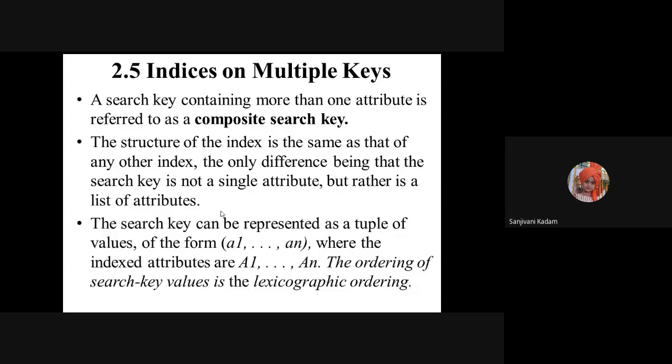The structure of the index is the same as that of any other index. Whatever previous indexes we have seen, in the same way these are also there. The only difference is that the search key is not a single attribute, but rather a list of attributes. Not only two, not only three, we can have any number of attributes as part of our search key. The search key can be represented as a tuple of values of the form A1 up to An, where the index attributes are A1 to An. The ordering of search key values is the lexicographical order.